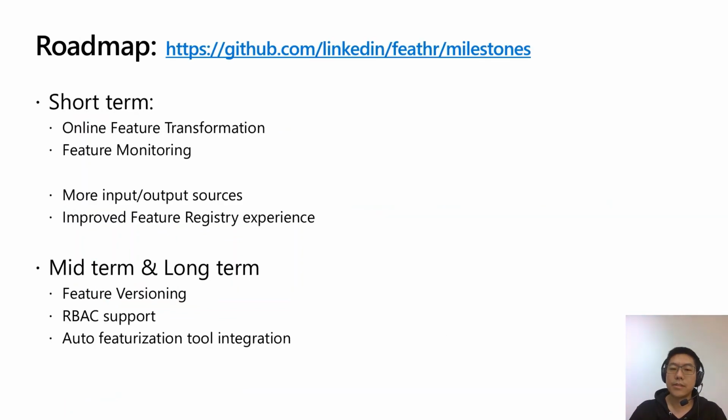The Feathr roadmap is also listed in the Feathr milestone page in GitHub. But briefly, in the short term, we are going to add more functionalities in Feathr. For example, to add feature monitoring, add more input and output sources to have improved feature registry experience, and add more online feature transformations. In the mid-term and long term, we have more support for feature versioning, auto-featurization tools integration, and RBAC support. Again, for more of the up-to-date milestones, feel free to check out our GitHub homepage.